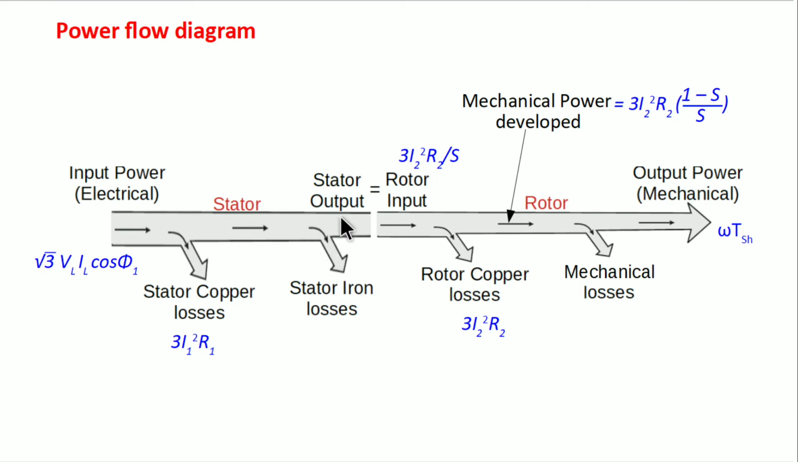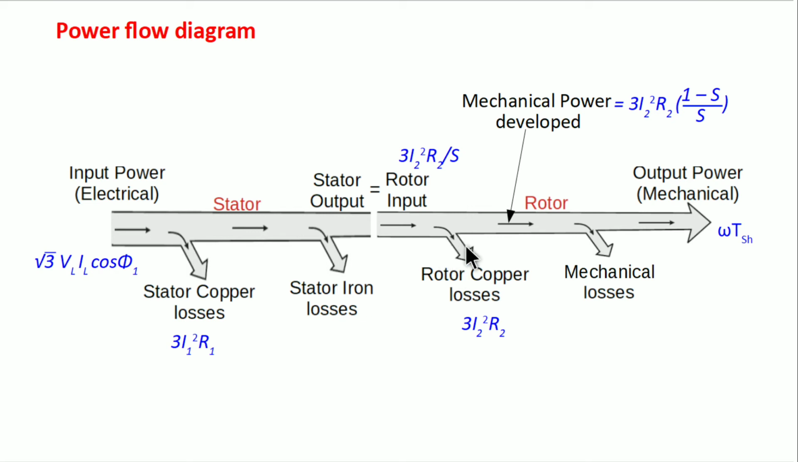The rest of the power is available from the stator as output, and this stator output is fed to the rotor through the air gap. It is then called rotor input, and stator output power is always equal to rotor input power. The formula for rotor input power is 3 I2 square R2 over S, because the total resistance in the circuit, as we have seen in the equivalent circuit, is R2 over S. Power consumed by one phase, multiplied by three, gives 3 I2 square R2 over S, the total input power of the rotor.